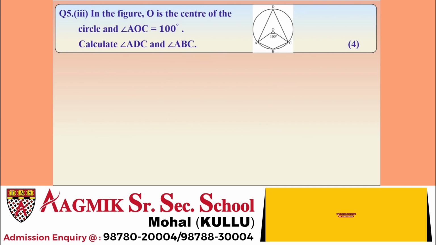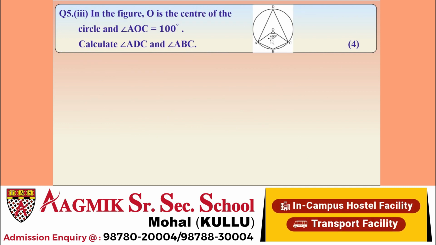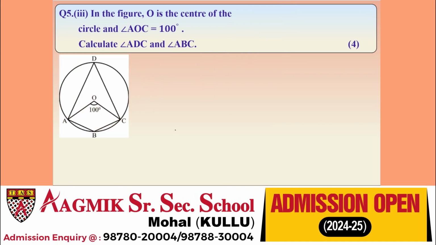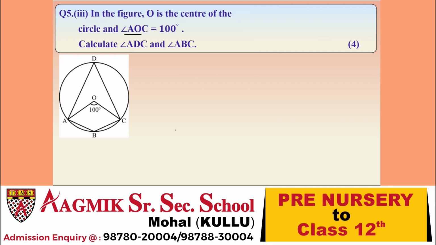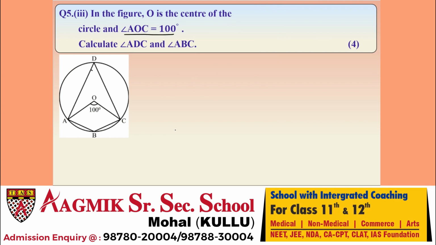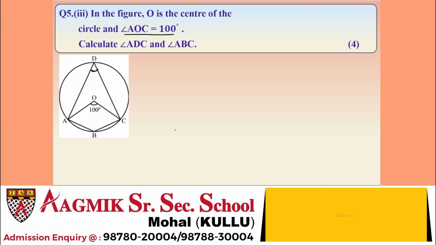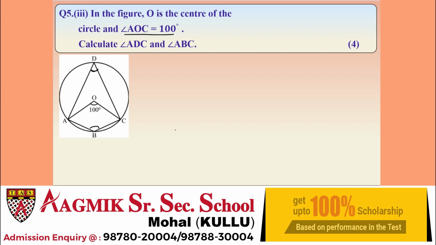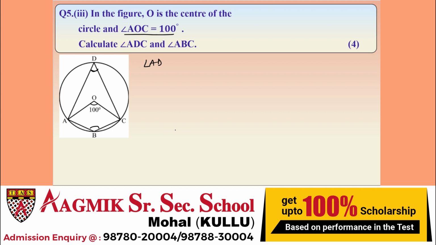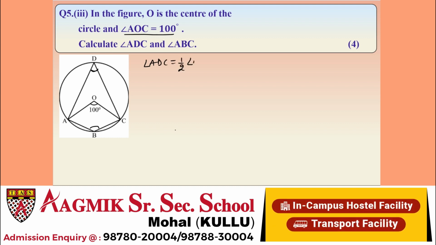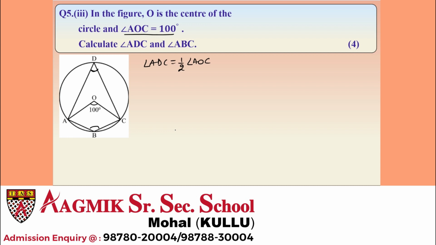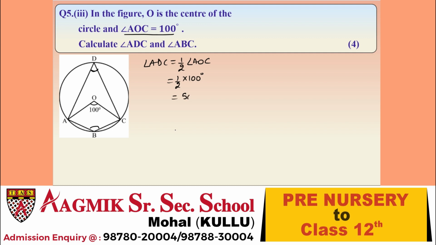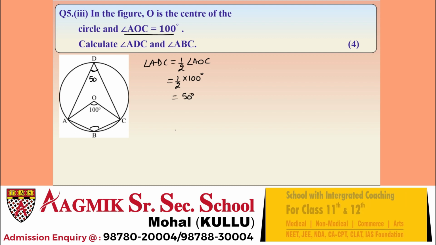Now question number 5 part 3. In the figure you are given that O is the center of the circle, right, as you can see. Then we have angle AOC as 100 degree. We need to calculate angle ADC, which is this angle, and angle ABC, which is this angle. Alright. Now first of all, look here. This O is the center, so you know that angle formed in the alternate segment is half of the angle formed at the center. So ADC will be half of angle AOC, that means half of 100 degree, that is equal to 50 degree. So this angle comes out to be 50 degree.